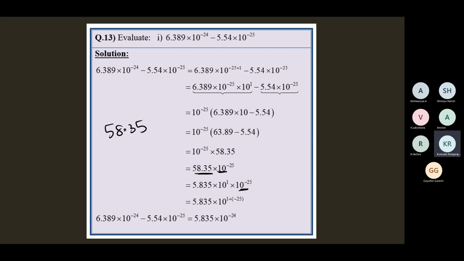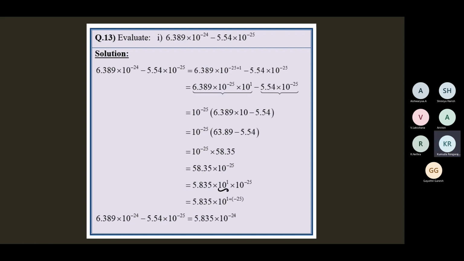So you'll have to move the decimal point one place to the left. So it becomes 5.835 into 10 to the power. The number was 58.35. We have reduced it to 5.835. You have reduced the value of the number, so the power is increased, meaning raised into a positive power. You have shifted by only one place, so plus 1. So 58.35 is nothing but 5.835 into 10 to the power 1.